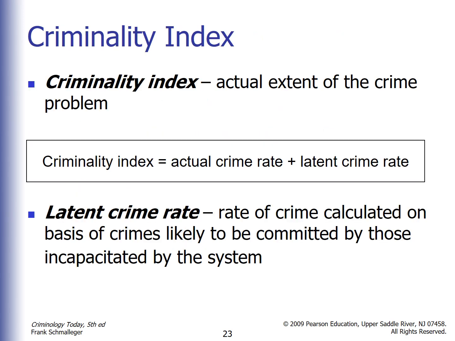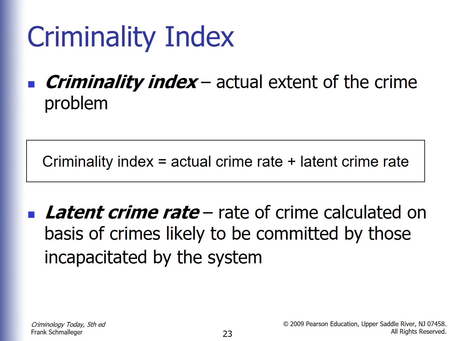Criminality Index is another way that some people look at the actual extent of crime. So we look at what the actual crime rate is plus what we call the latent crime rate. And I mentioned this earlier. The latent crime rate is the rate of crime calculated on the basis of crimes likely to be committed by those incapacitated by the system. Now, what does incapacitation mean?